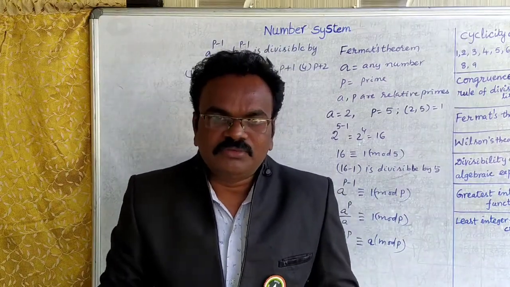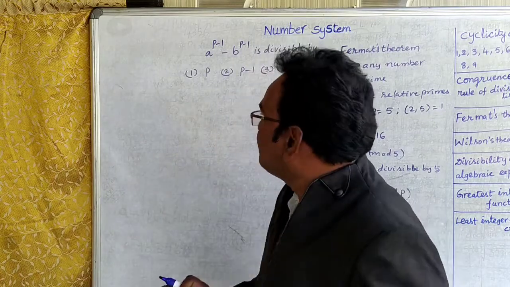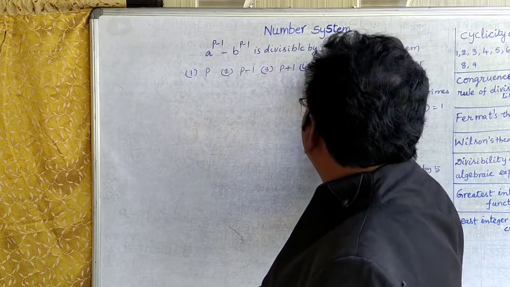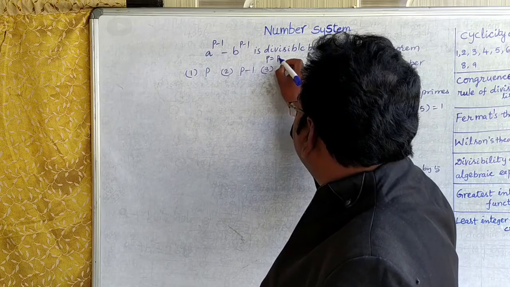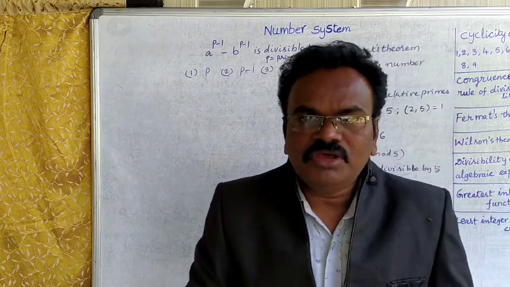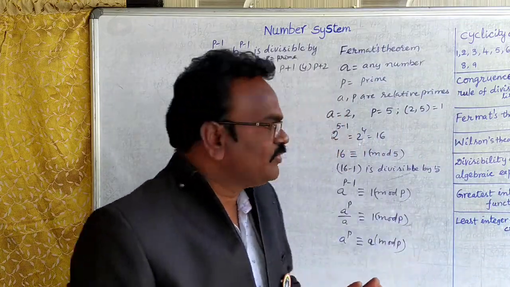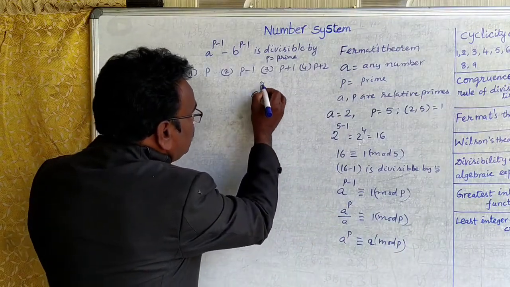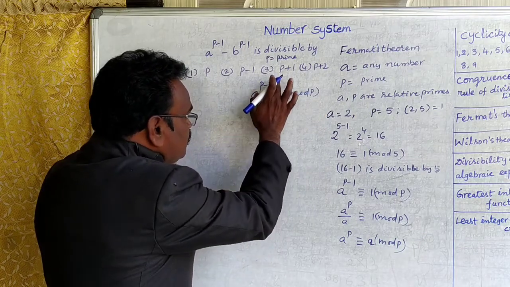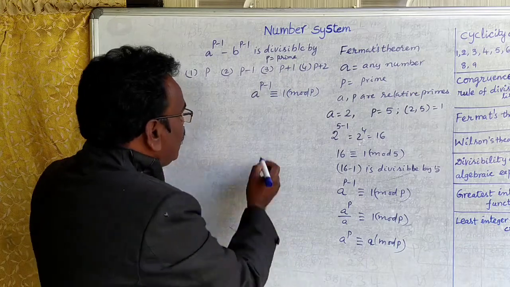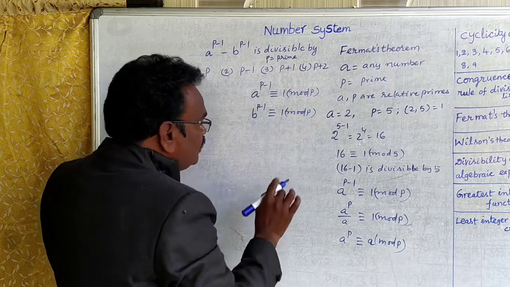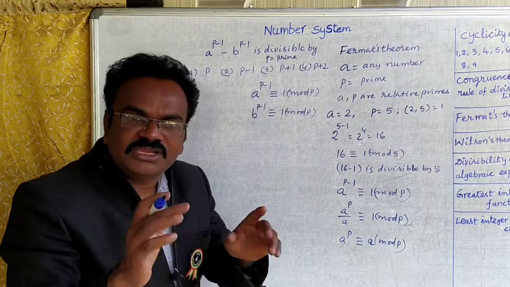Let us go for a sum based on the Fermat theorem. Let us see: a to the power of p minus 1 minus b to the power of p minus 1 is divisible by what, where p is a prime number. This is the question. We know very well the Fermat theorem says a to the power of p minus 1 is congruent to 1 mod p. That means a to the power of p minus 1 is divisible by p. And b to the power of p minus 1 is congruent to 1 mod p, that means b to the power of p minus 1 is divisible by p.